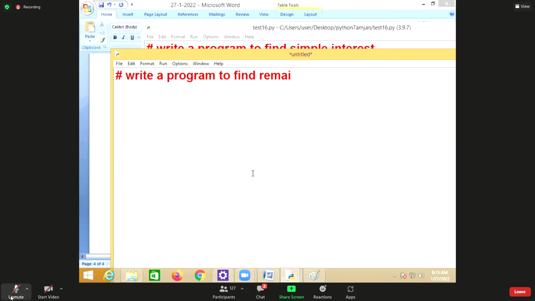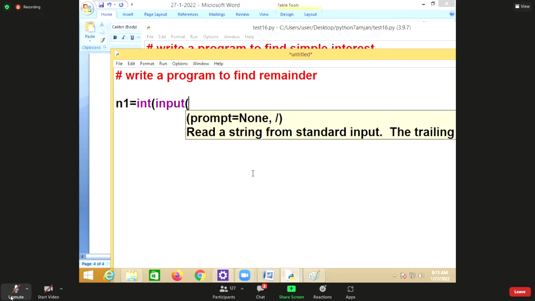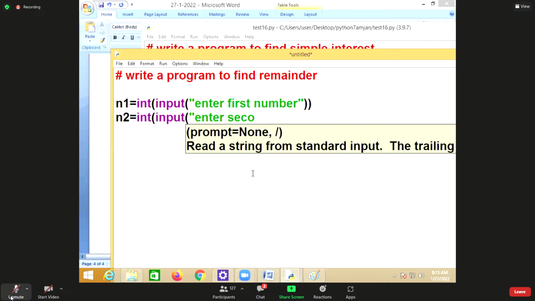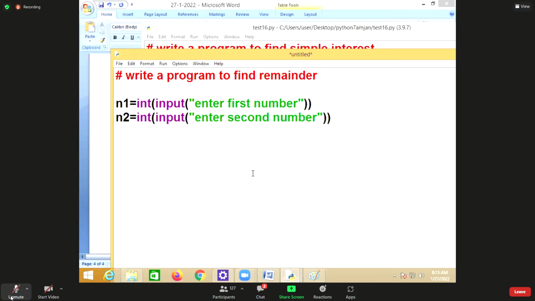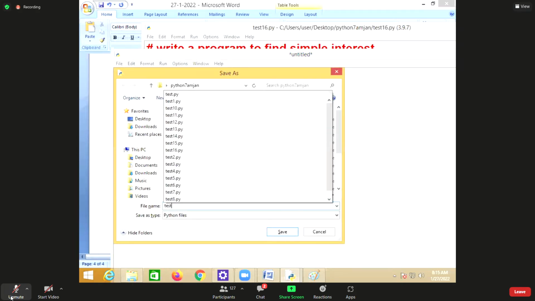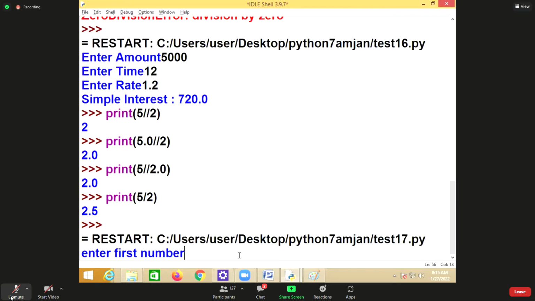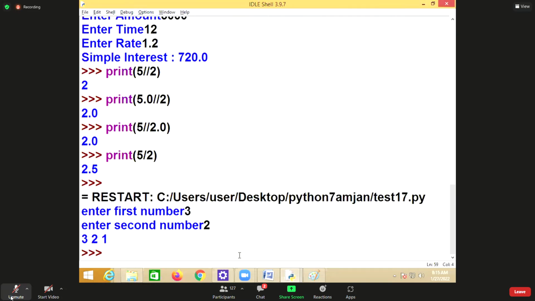Okay, so write a program to find the remainder. I'll enter n1 equal to integer of input, enter the first number. n2 equal to integer of input, enter the second number. n3 equal to n1 mod n2. Then I print n1, n2, and n3. So I'm printing 3 values. Now once you run this, with 3 and 2, what is the remainder? 1.